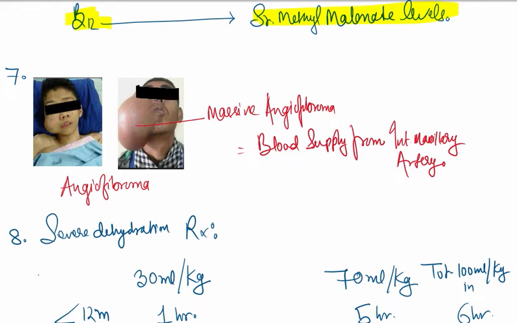What is this huge mass? This is juvenile nasopharyngeal angiofibroma, and this gets blood supply from the internal maxillary artery.